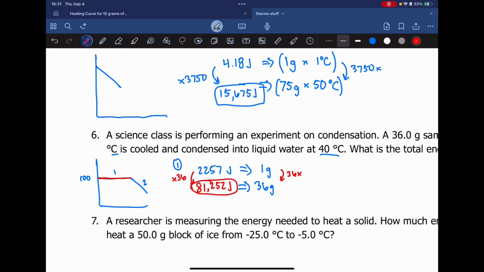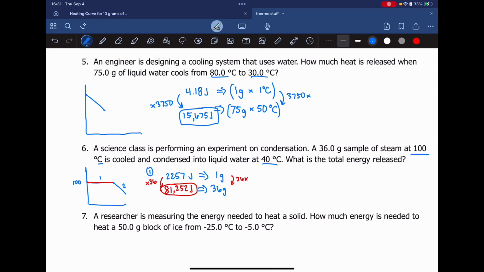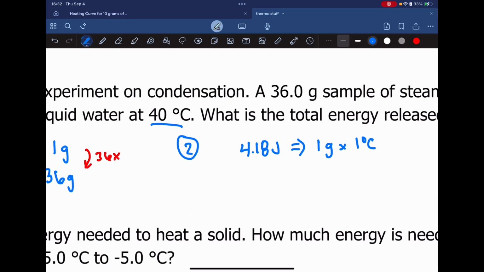All right, so that's step 1. Next, we got step 2. Step 2, we are cooling down until we hit a temperature of 40. All right, and what state of matter are we in? We are in the liquid state, so we're going to use our 4.18 number once again. It's my favorite number, oh my god. Okay, 4.18 joules is the amount of energy released when we cool down 1 gram of water by 1 degree Celsius. We're not doing 1 gram of water, we're doing 36, and we're not cooling down by 1 degree Celsius.